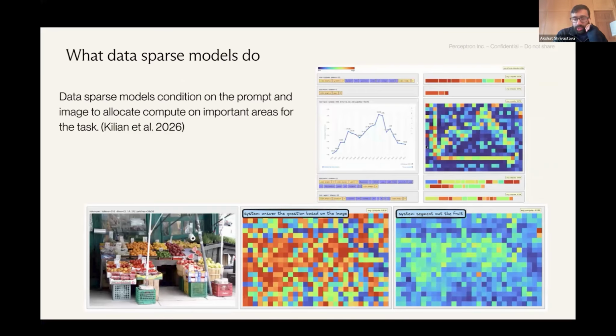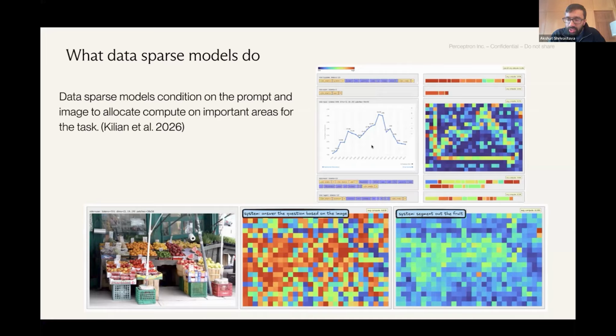The last point here is that it's actually quite interpretable what these models are doing. What do these models actually learn to do? Essentially, they can change the compute they allocate per token. To take an example of this chart: on the left-hand side is the actual chart, and the right-hand side is the compute map. The darker or redder the color, the more compute is being spent on that token, and the bluer the color, the less compute is being spent on it. Dark blue means essentially no compute is being spent.